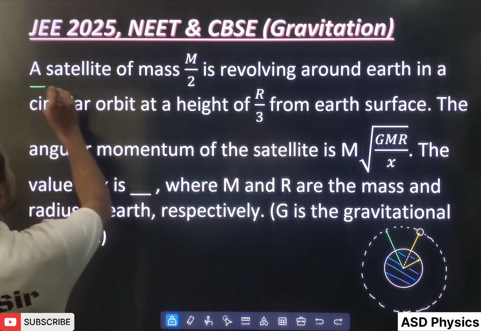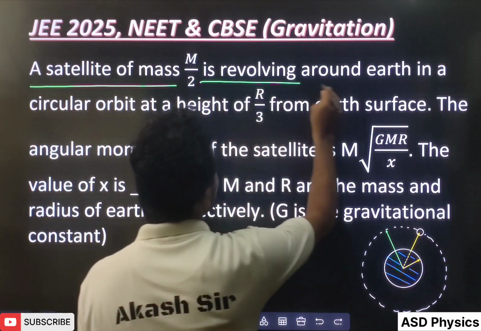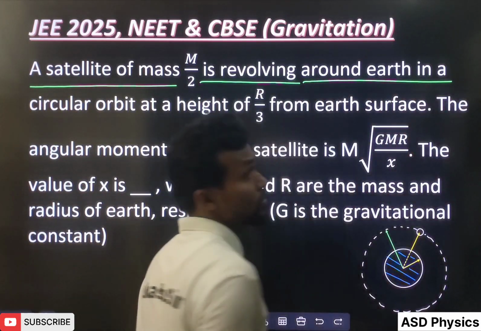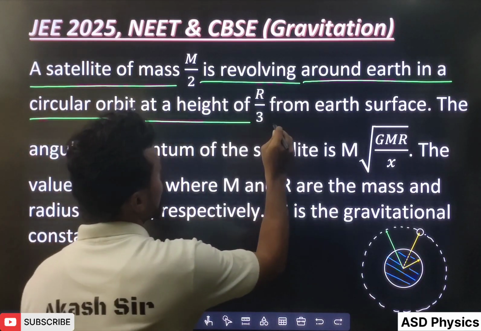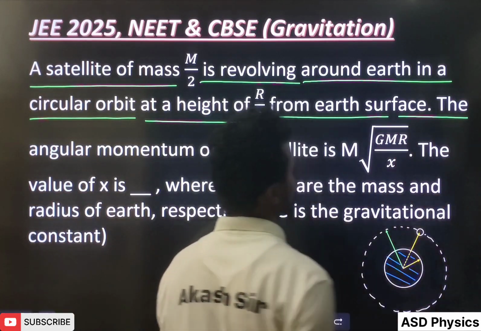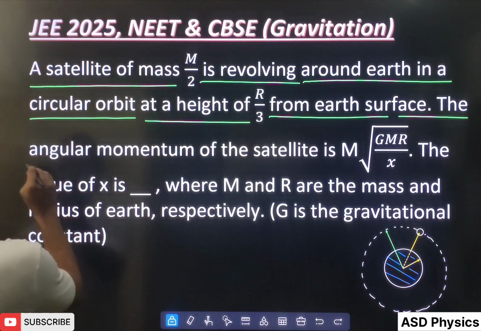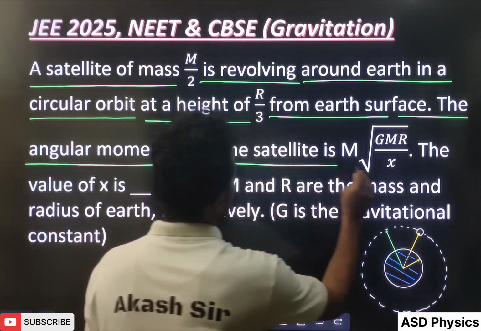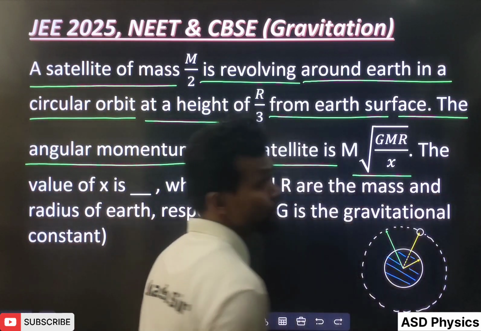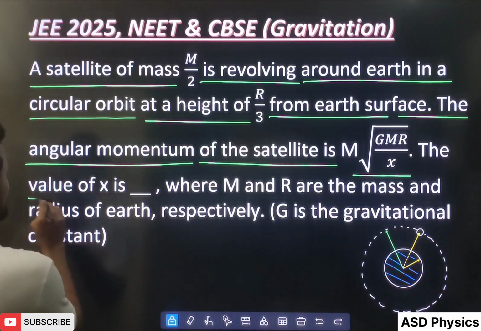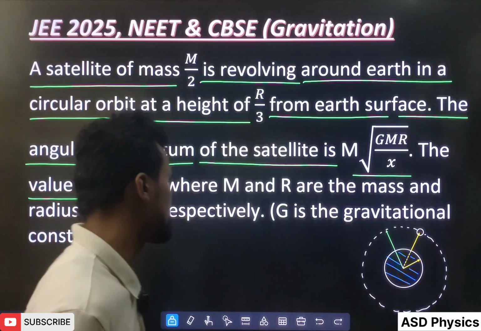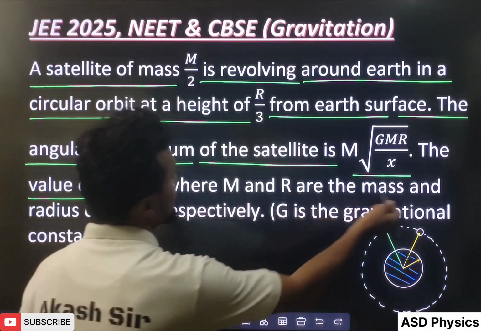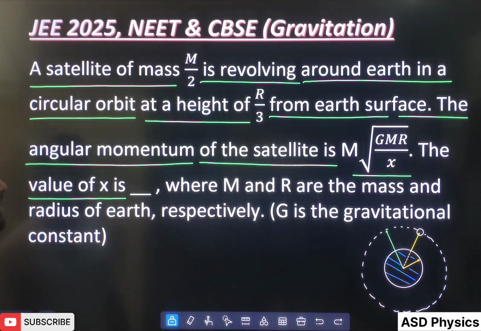The question is: a satellite of mass m/2 is revolving around Earth in a circular orbit at a height of r/3 from Earth's surface. Now, the angular momentum of the satellite is given like this. After that, what is the value of x in this expression? And other data is given: where m and r are the mass and radius of the Earth respectively, and G is the gravitational constant.